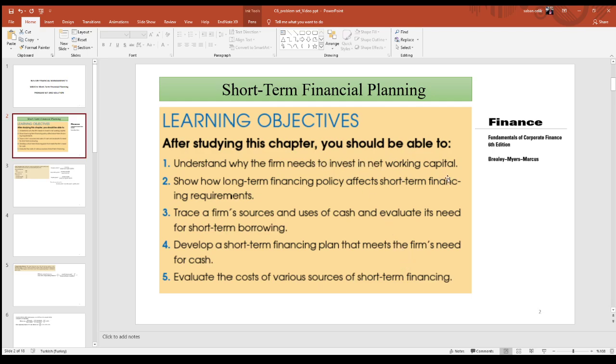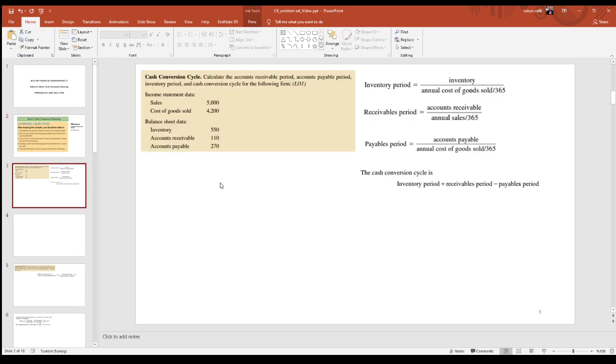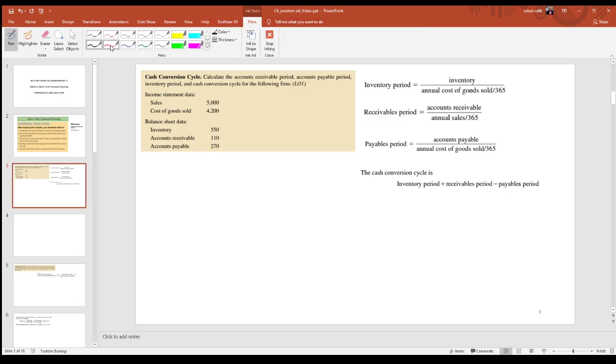Well, this chapter is from Fundamentals of Corporate Finance, 6th edition, written by Brealey, Myers, and Marcus. So we have selected a set of problems from this chapter and let's solve them. In the first problem here we have a cash conversion cycle problem.